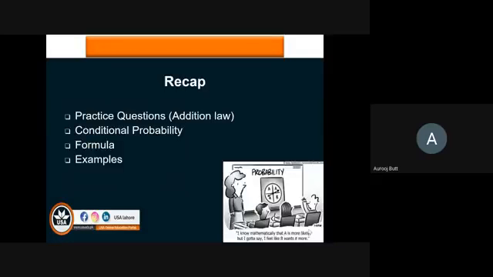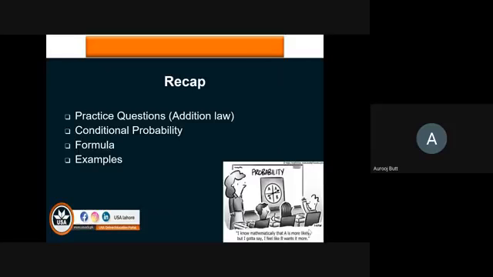Firstly, we can have just a recap of what we have studied in the previous lecture. In the previous lecture, we practiced different questions related to the addition law. For instance, if you have 2 events, 3 events, or even more events, you can simply use the addition law in order to compute the probability. If the words either/or or at least are given in the question, you can simply approach the addition law.